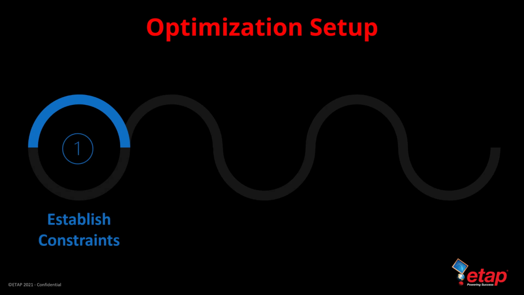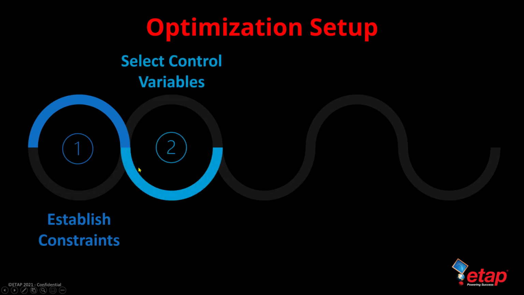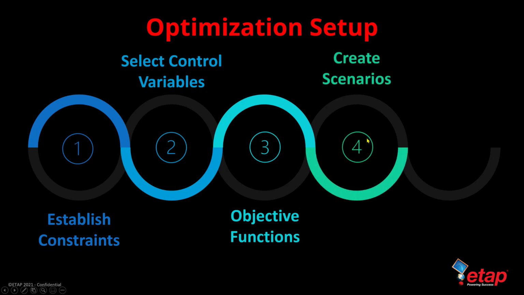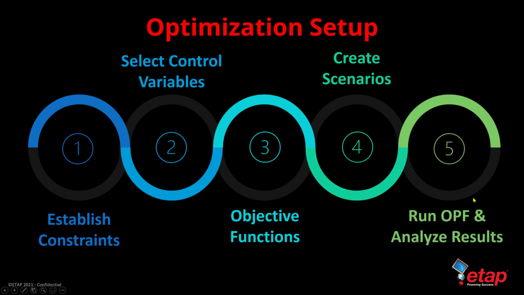So let's take a look at our optimization setup. We first want to establish our constraints in the system. We would like to then select our control variables. We then define our objective functions, or in other words, what are we trying to optimize. We create our scenarios inside ETAP software and then run OPF and analyze our results. So it's a very simple 5-step approach in order to optimize your electrical system.